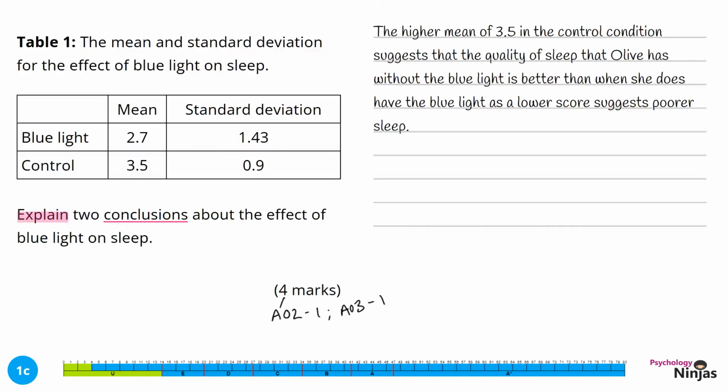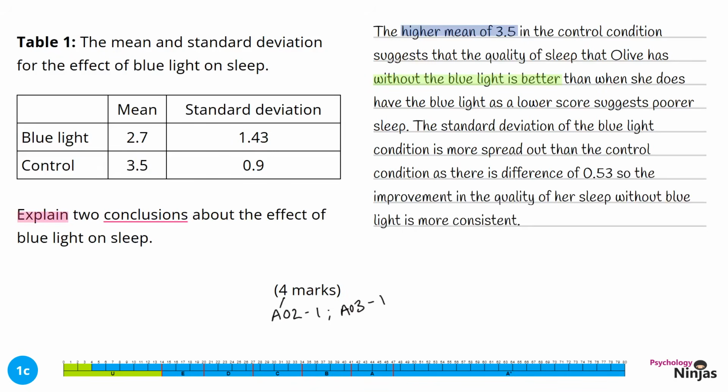The mean of 3.5 in the control condition suggests that the quality of sleep that Olive has without the blue light is better than when she does have the blue light, as a lower score suggests poorer sleep. We've identified our conclusion here that sleeping without the blue light is better for the quality of sleep that Olive gets. We've justified that by saying that the mean score for the control group is higher. And then we need to move on to our second conclusion.